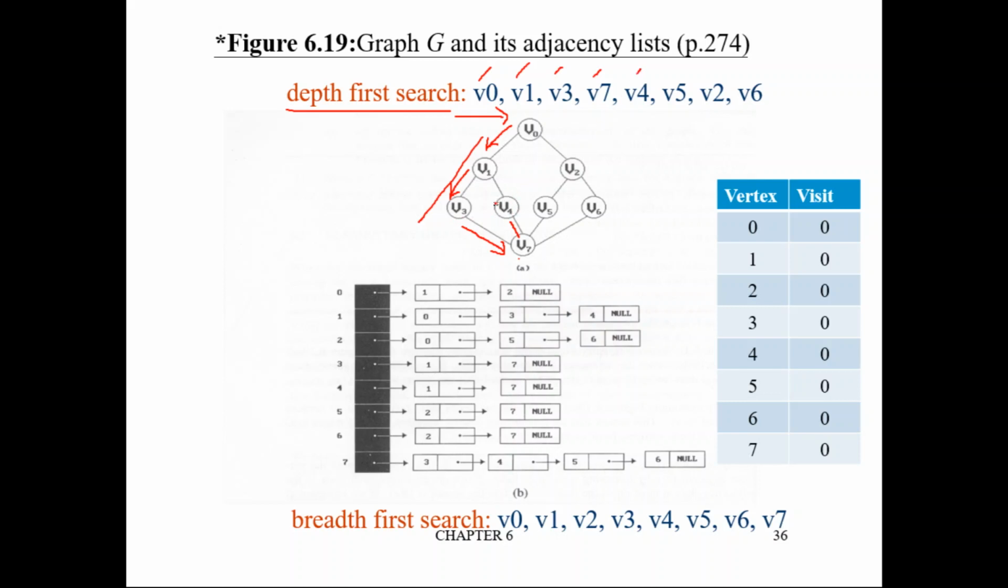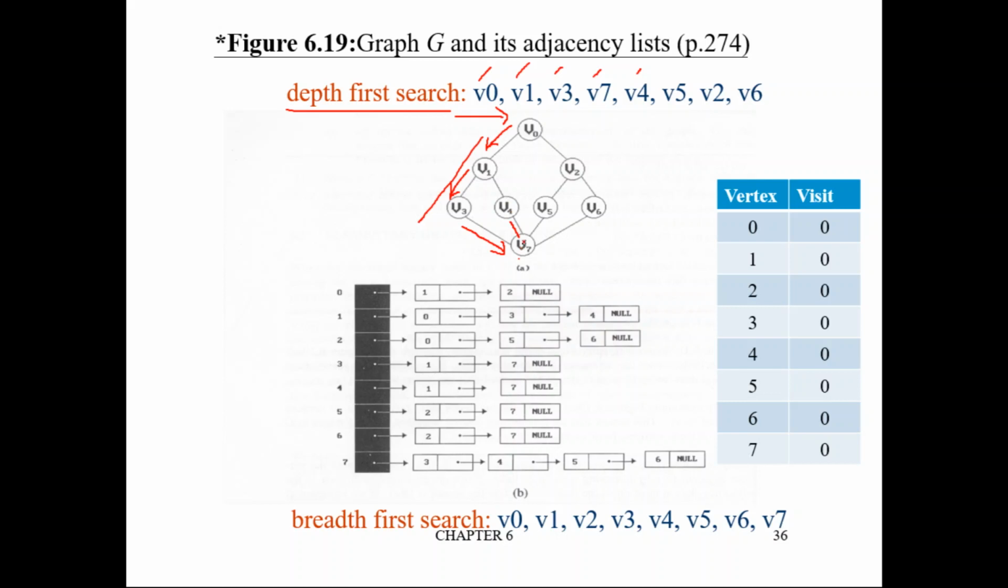Now you are in V4. From V4 what are there? V1 is there, which is visited. V7 is there, which is visited. You reached V4 from where? From V7. So go back to V7, as all the nodes from V4 were visited.